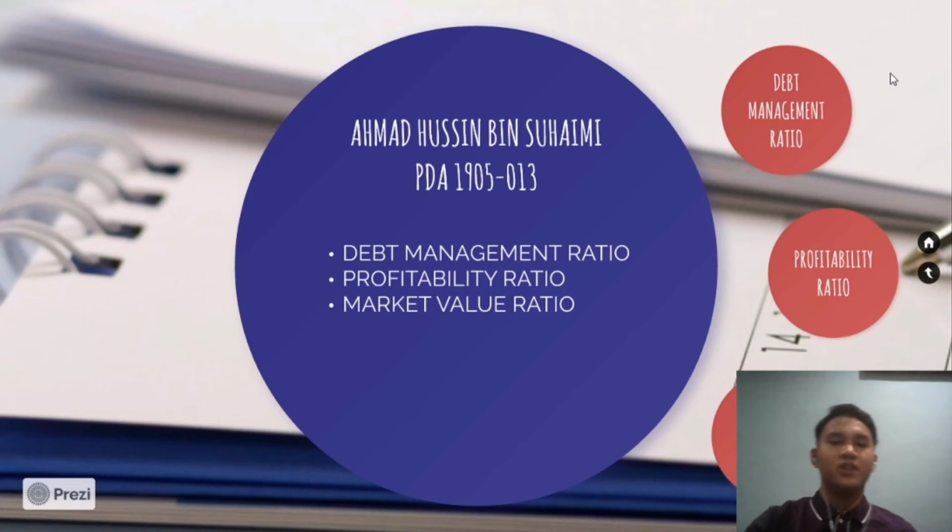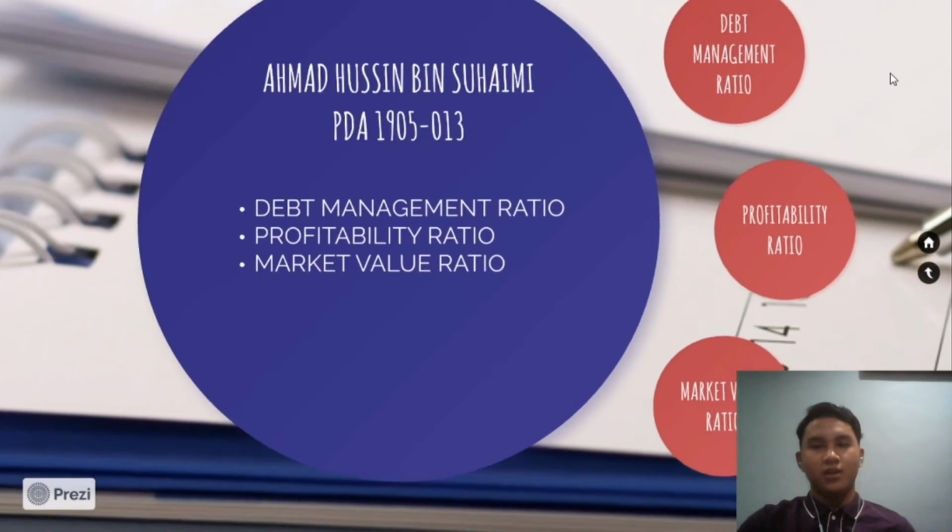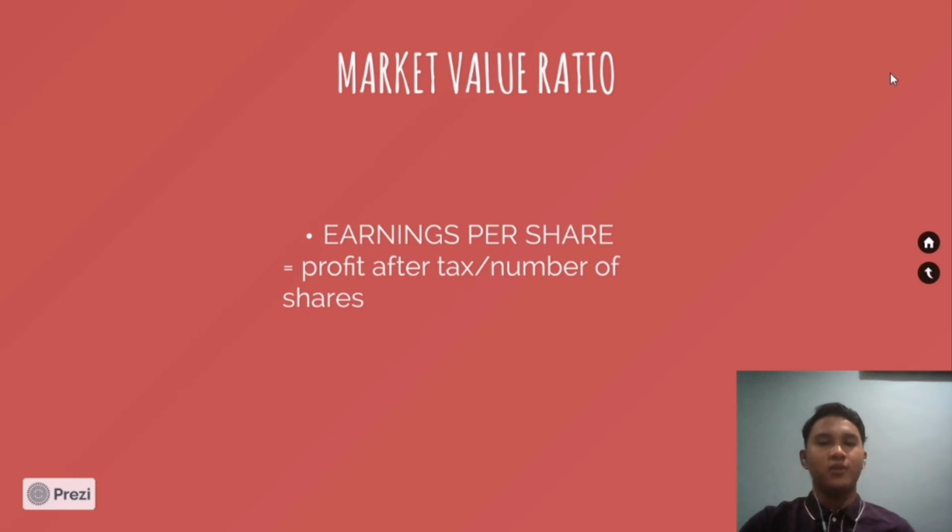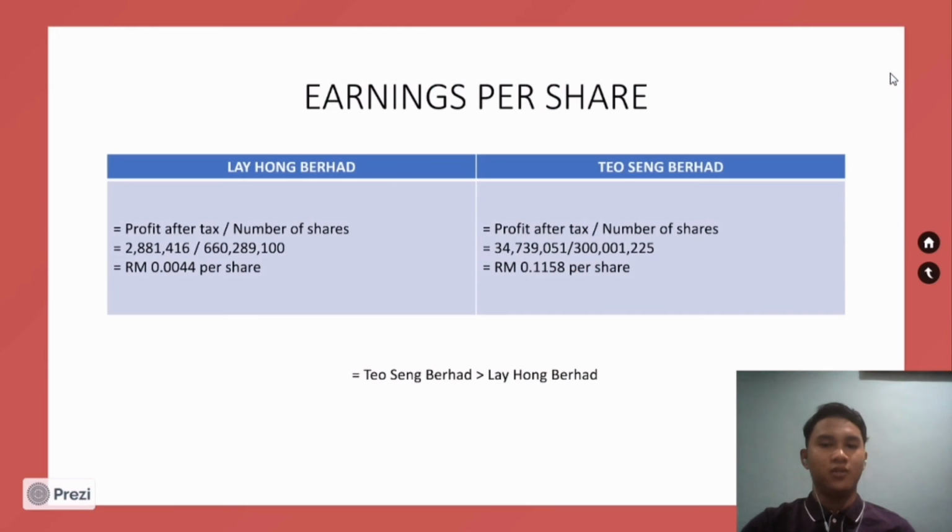The last ratio that I want to explain is market value ratio. In market value ratio, there is only one calculation, which is earning per share. The formula for earning per share is profit after tax divided by number of shares. Teoseng Capital Berhad has more money received per share with 0.1158 ringgit per share, rather than Lai Hong Berhad with 0.0044 ringgit per share.